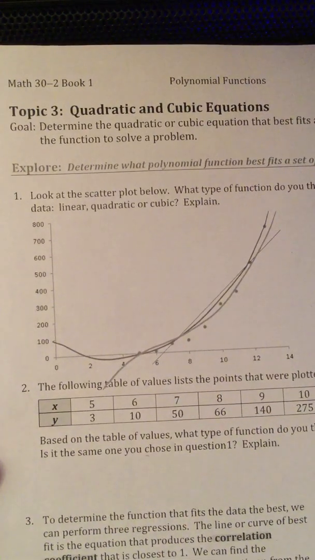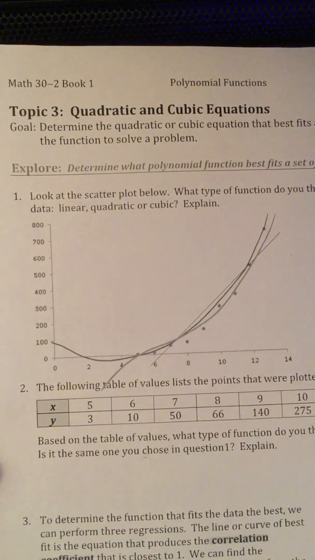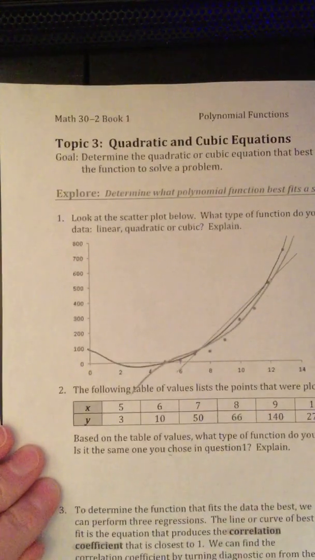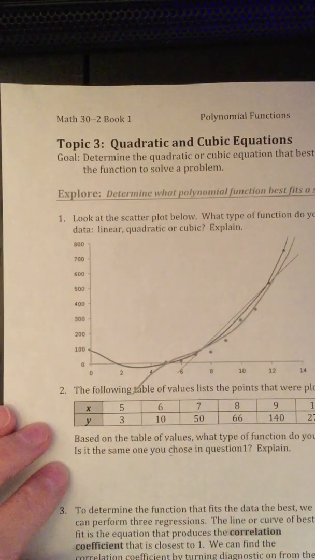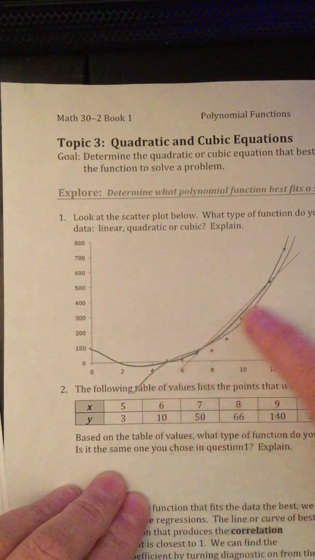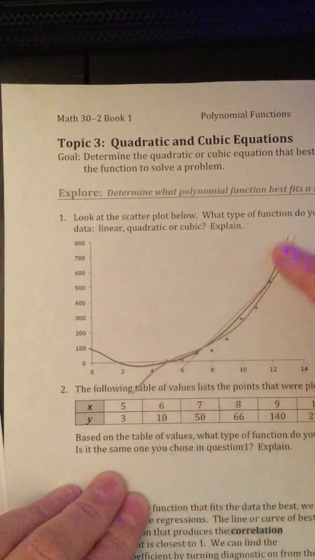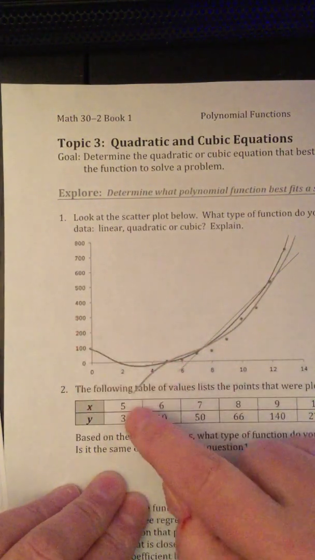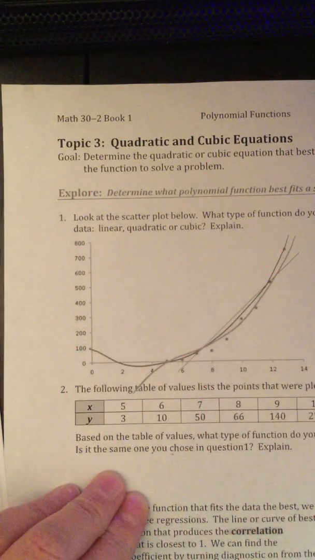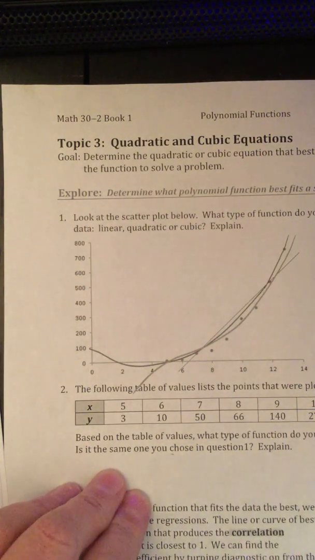If you look at my diagram, it says look at the scatter plot below. What type of function do you think would best fit the data? Linear, quadratic, or cubic? Explain. Well, as you can see from the lines that I've drawn, there are actually lines for all three of those. There's a straight line drawn through for a linear function. There's a curve that represents a quadratic function. And then there's a curve that represents a cubic function. So all three of them can be sketched in to represent the data.